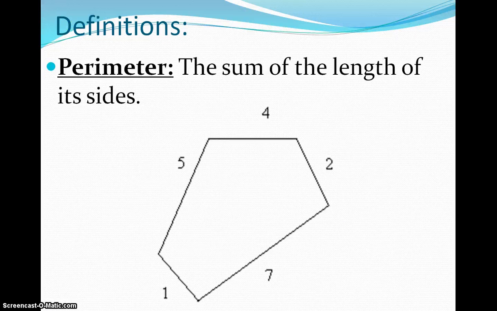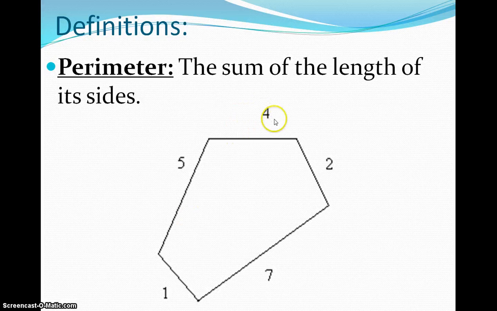Perimeter, so that second learning target that we had. Perimeter is the sum of the lengths of its sides. So again, perimeter is just dealing with a length type of measurement. So we start off with the first line and we go, okay, so this one's 4 plus 2 plus 7 plus 1 plus 5, and we add all those sides up to find the perimeter, and we remember that hopefully back from 6th grade.